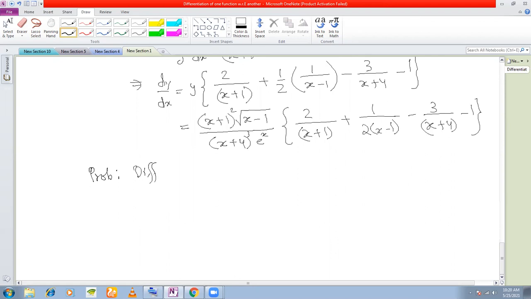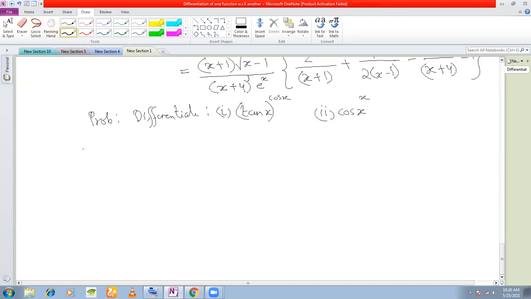Differentiate. Number one, the first problem here is tan x to the power of cos x. Second problem here is cos x to the power of x. I think these two. Work out these two.